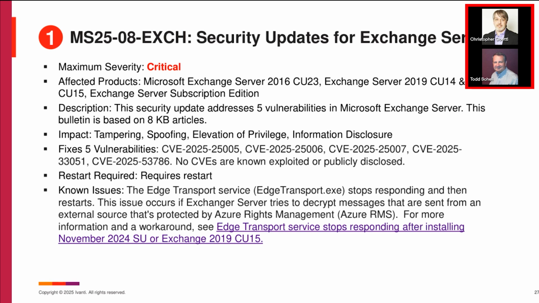Exchange Server, Chris talked quite a bit about Exchange Server earlier. Number of updates coming out here as well. 5 vulnerabilities were addressed in this particular release. There is one known issue when you apply these updates. It talks about the failure of the edge transport service. There are some detailed directions in the KB article that I have linked down below there.